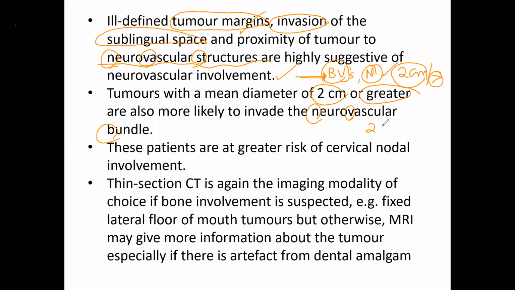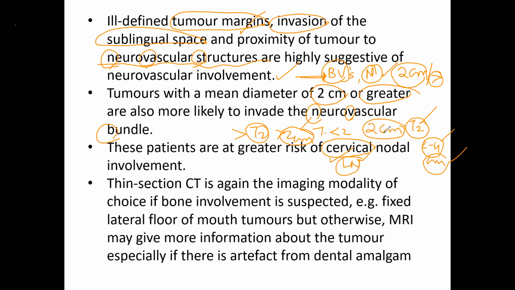Whenever it is 2 centimeters or greater, it becomes minimally T2. T1 is less than 2 centimeters, and T2 is 2 to 4 centimeters, as you have in mind in that concept. These patients are at greater risk of cervical metastasis. Whenever it is greater than 2 centimeters, that is 2 to 4 centimeters, lymph node metastasis can be higher.